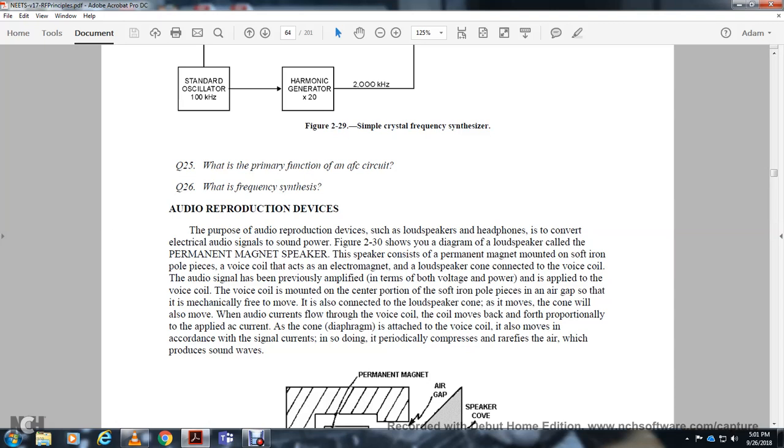The speaker has a permanent magnet mounted with the soft iron pole pieces and the voice coil. The electromagnetic loudspeaker is connected to the voice coil with the audio signal previously amplified, in terms of the voltage of the power of the amplifier, applied to the voice coil.